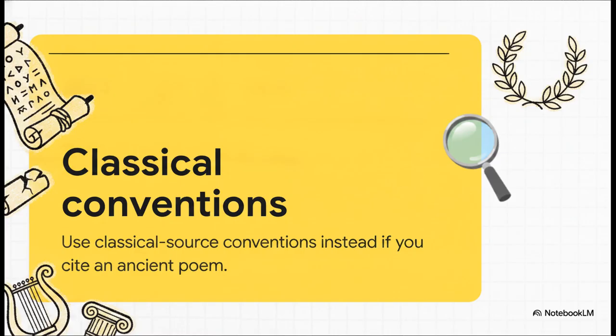These are highly specific traditional formatting rules used entirely in place of standard modern citations. Basically, this means you'll usually be citing the book and line numbers that were established centuries ago, rather than worrying about modern publishers. So for sure, if you're dealing with antiquity, stop what you're doing and pivot straight to classical conventions.